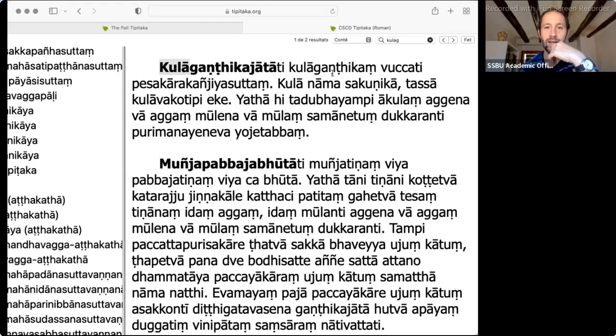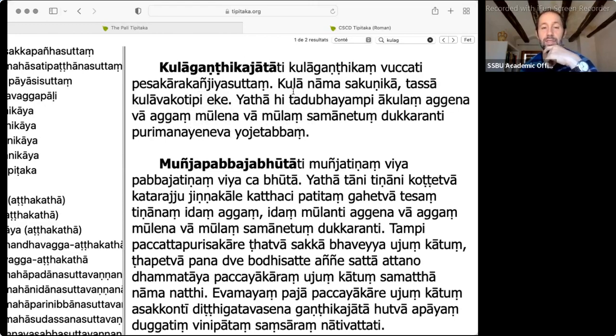And it says Kula Gantikam Vuchati Pesakarakan Jia Suttam. Kula Nama Sakunika. So that's a kind of verb. Tassa Kulava Koti Piyeke. So some, you see, Tassa, some say that it's not the verb, but this kind and then Yatahi Tadvayampi Akulam Agenava Agam Mulenava Mulam Samanetum Dukkaram Iti Purimanayena Eva Yojatamam.